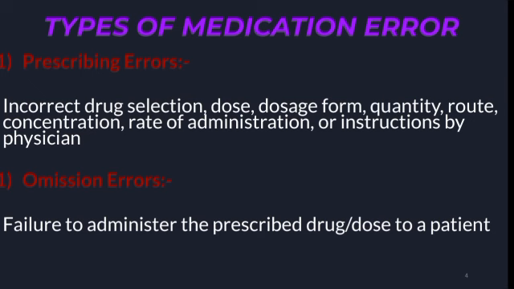Next one is prescribing error, a type of medication error. First, incorrect drug selection. For example, the patient has tuberculosis. For tuberculosis, the doctor must prescribe anti-tuberculosis drugs like isoniazid, rifampicin. But unknowingly, he will suggest other antibiotics, not anti-tuberculosis drugs.